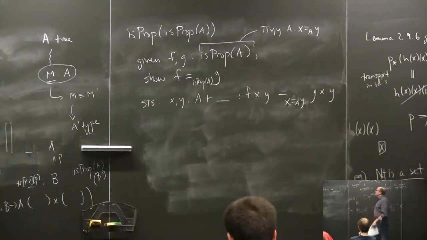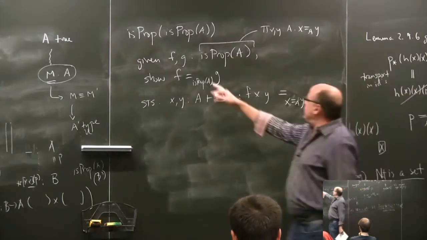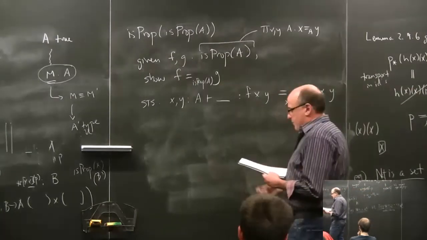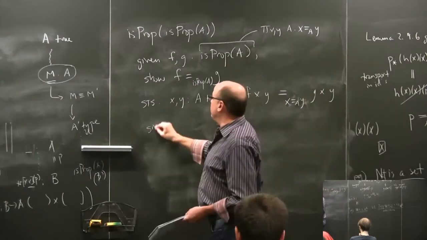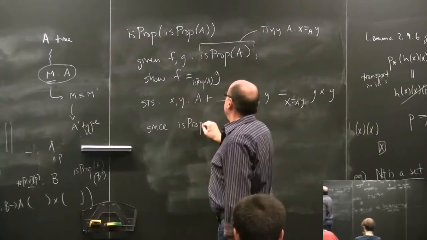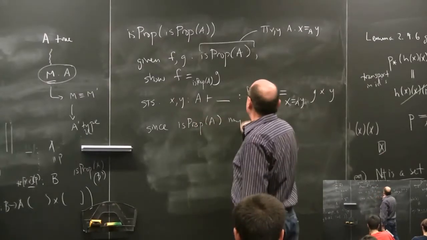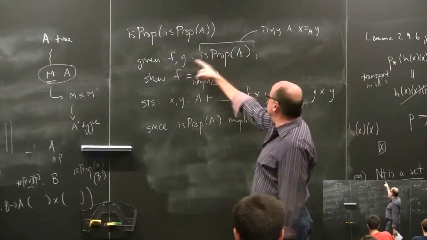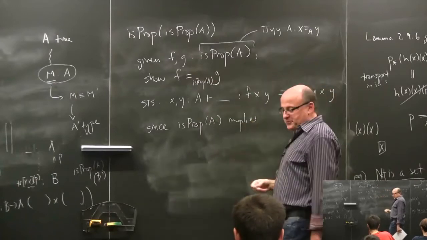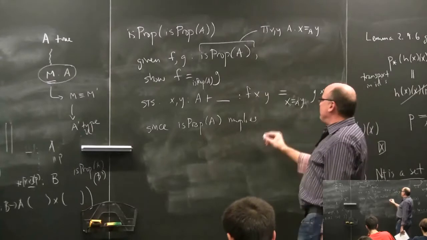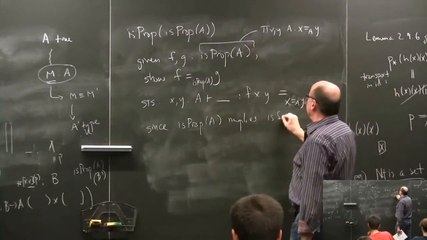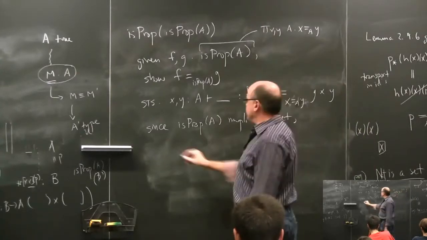Okay. So good. So now here's the point. I have an element, so I have f and g, and is prop is inhabited. So what we're going to use is is prop of A. We know is prop of A because we have two inhabitants, so it's really true. I have two proofs of it. Since is prop of A implies it's a set, then the desired equation holds.